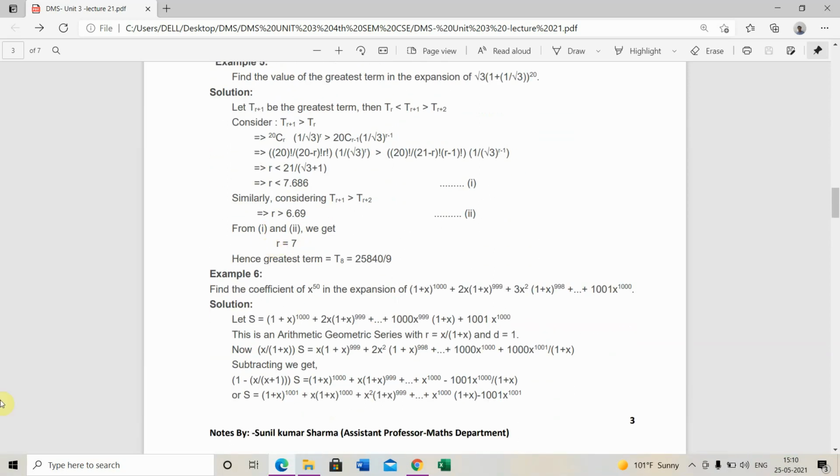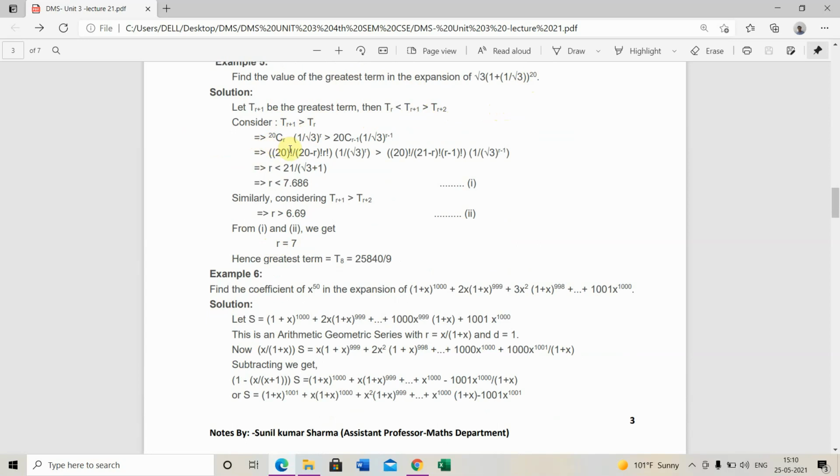Next example. Find the value of the greatest term in the expansion of (√3 + 1/√3)^20. Solution. Let T(r+1) be the greatest term, then T(r) is less than T(r+1), which is greater than T(r+2). Consider T(r+1) greater than T(r).